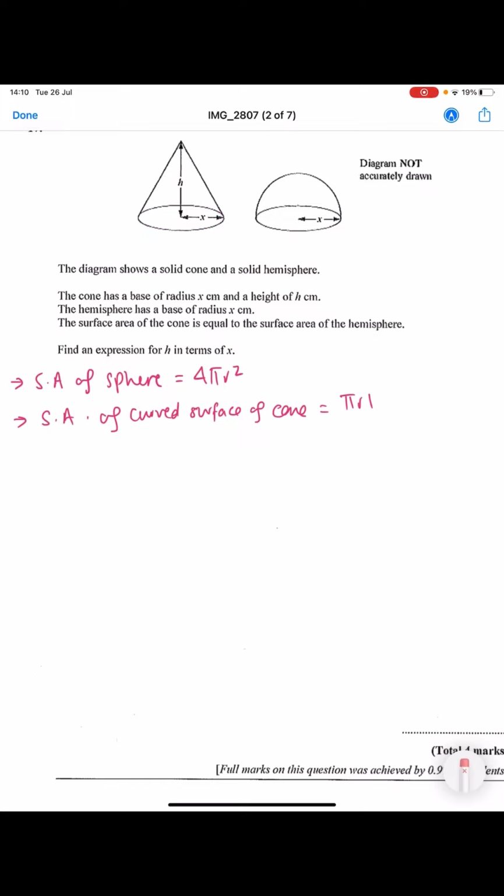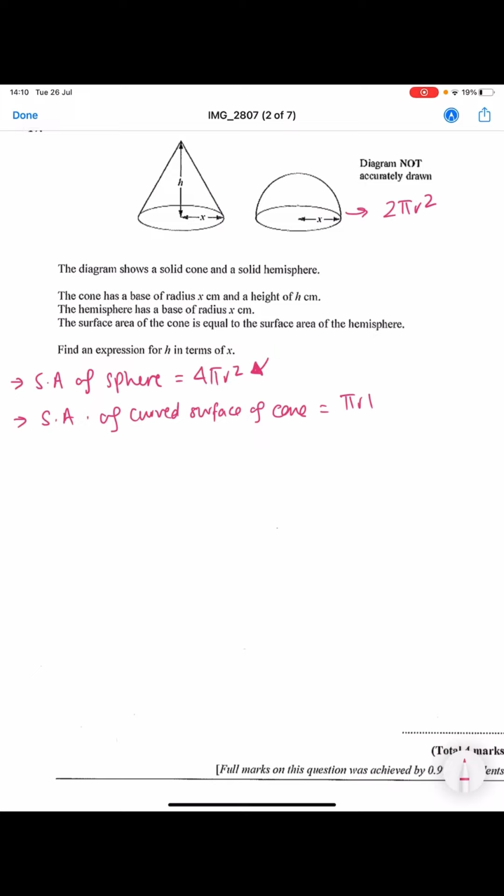Alright, so let's start off with the surface area of the hemisphere. Remember, this is a hemisphere, not a sphere, so we would have to actually take half of that equation. So how do we do that? Half of 4 pi r squared is 2 pi r squared. You do that just 4 pi r squared divided by 2, or half of 4, which is 2 pi r squared.